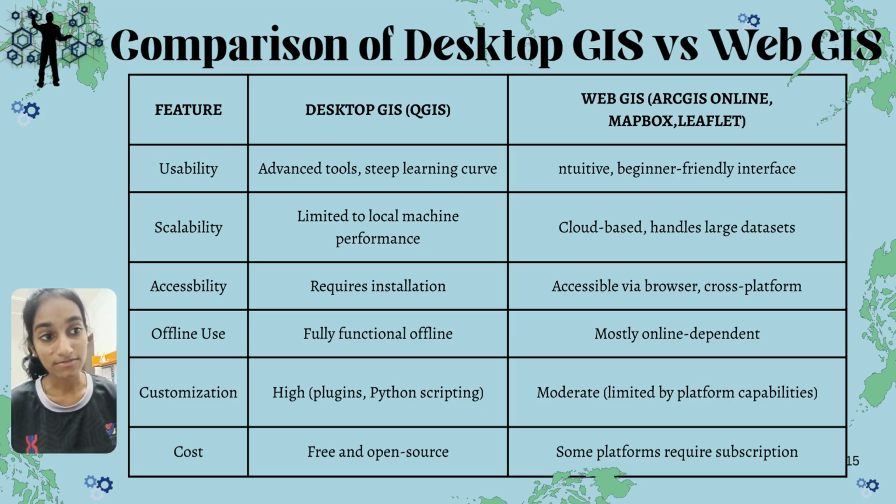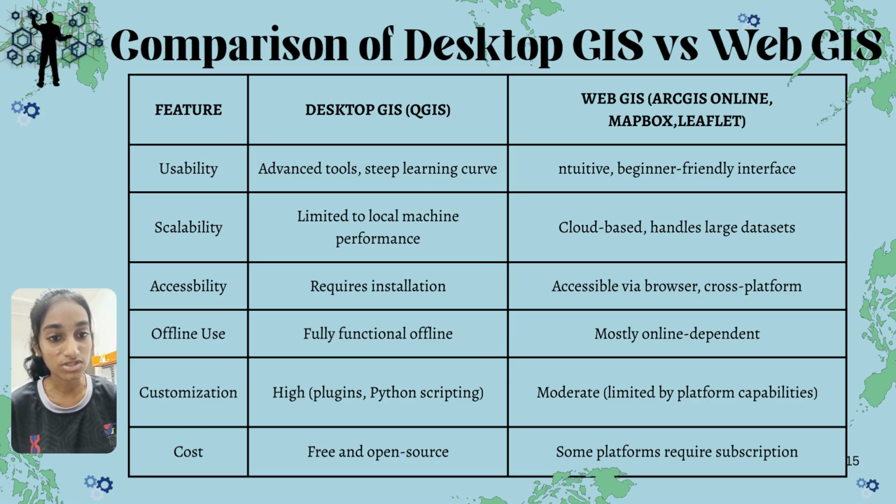WebGIS is more beginner friendly and accessible through browsers. It's great for sharing maps online and handling large data sets using cloud storage. But QGIS also allows plugins and scripting, while WebGIS has more limited options. Lastly, QGIS is free and open source, while some WebGIS platforms require subscriptions. Overall, both tools have their strengths depending on the task.